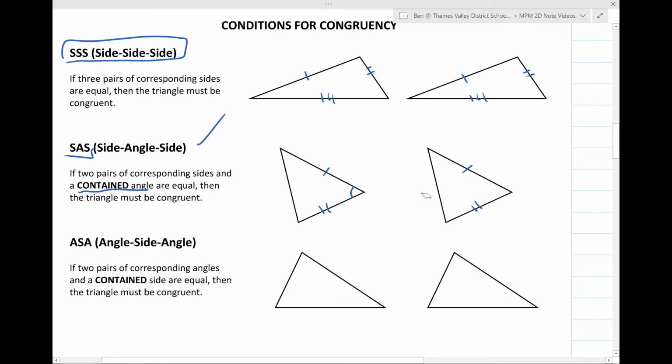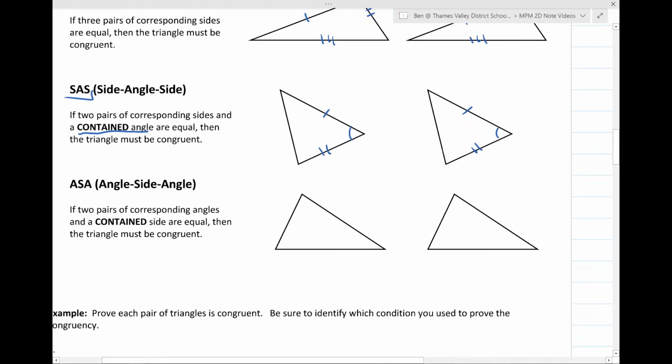But instead, let's say we have this angle is equal. That's not enough to prove congruency. The angle must be contained within our two sides. Now, likewise, and again, that one's called side angle side congruency.